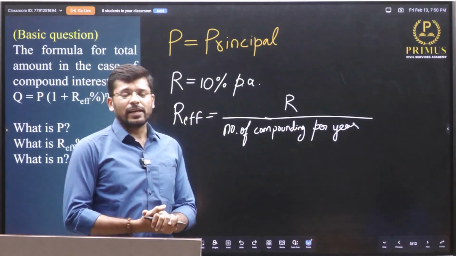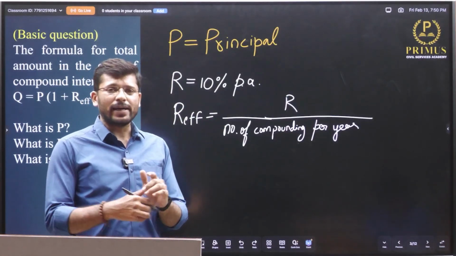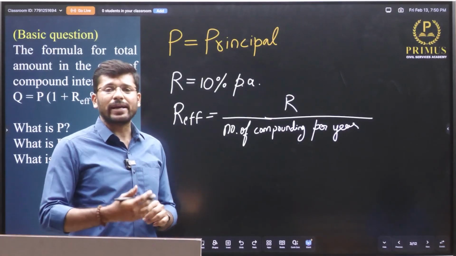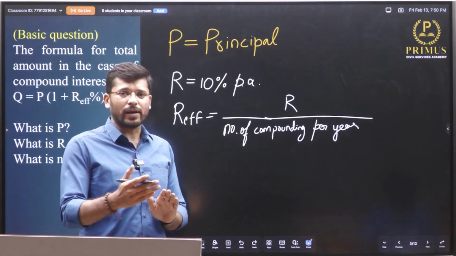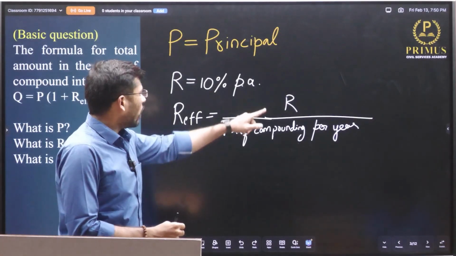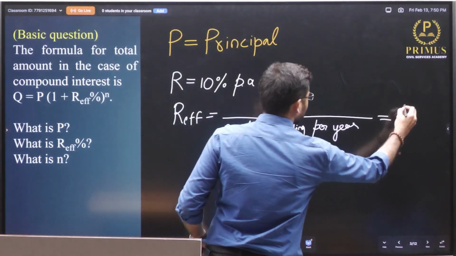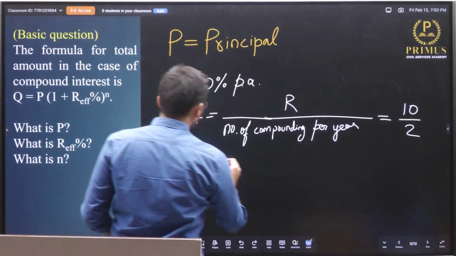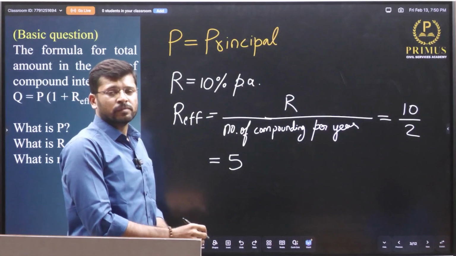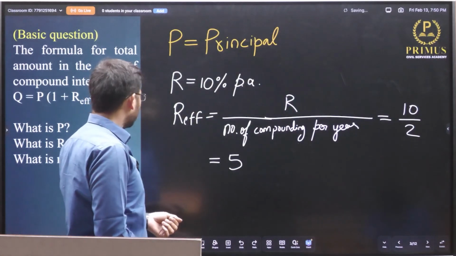So in you and your friend's case, you have lent 1000 rupees at 10% per annum interest rate, and you have agreed that compounding will be happening half yearly. So there will be 2 compounding happenings in 1 year. So R divided by 2, that is 10 by 2. So R effective will be 5. So this is R effective.